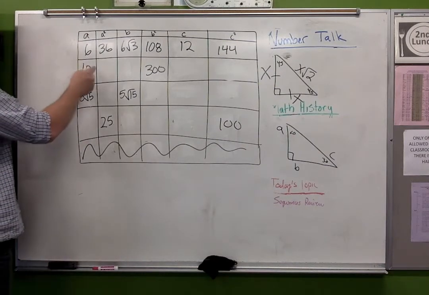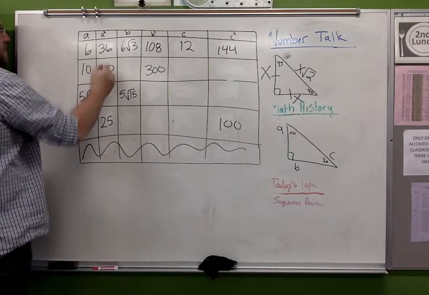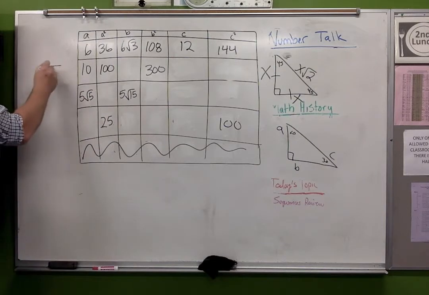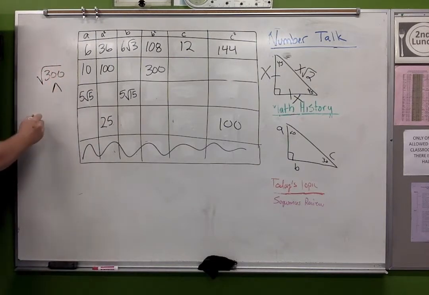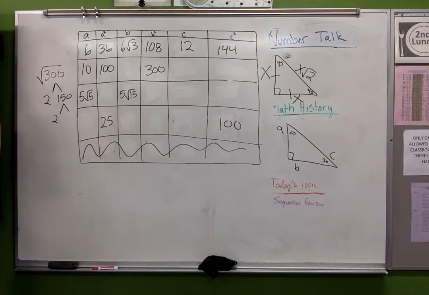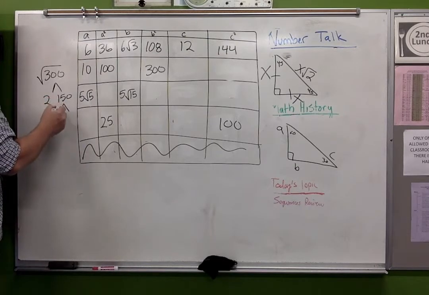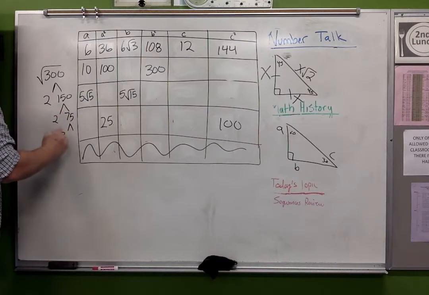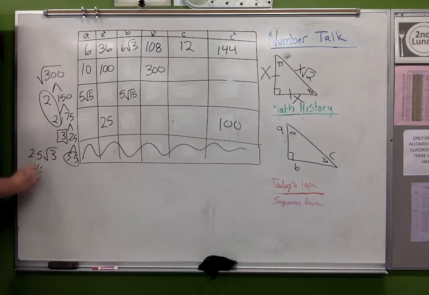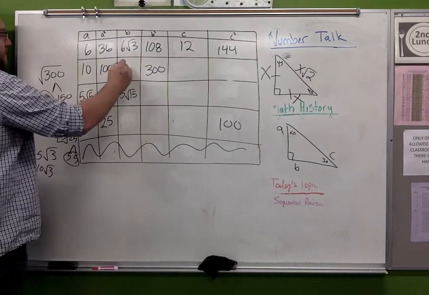A is 10, A squared, 10 times 10 is 100. B squared is 300, but to find B, I need to take the square root of 300. That's 2 and 150. That's 2 and 75. That's 3 and 25. That's 5 and 5. So groups of 2 of the same number. So I have a 2 and a 5 that come outside, and a 3 stays inside. 2 times 5 is 10. So 10 square root of 3.